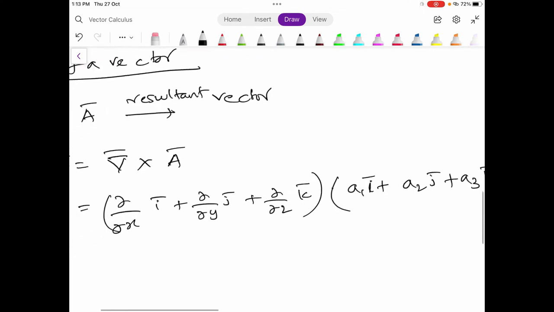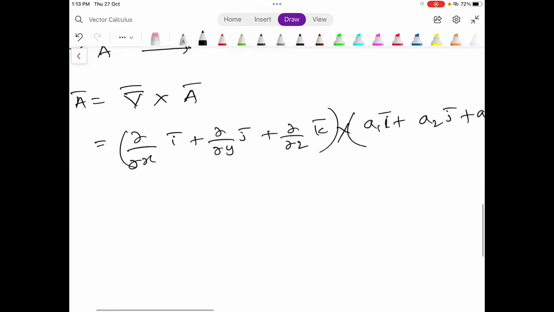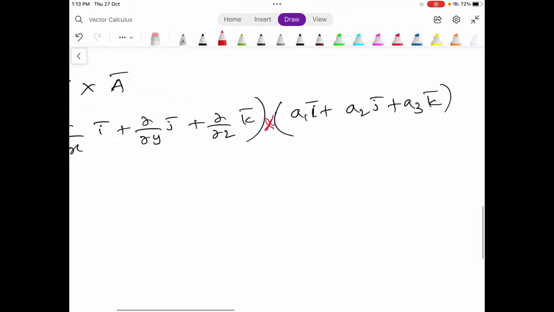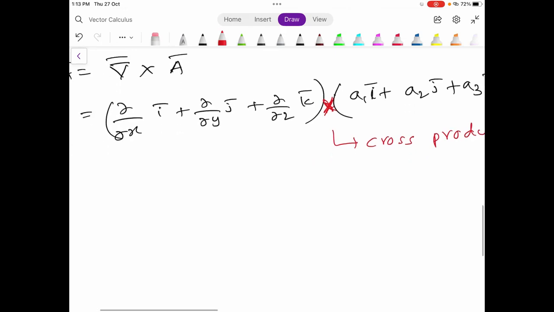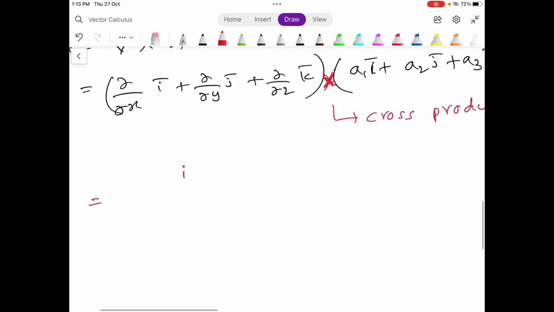So now this is a cross product. In between you are having the cross product. Not like earlier, where i into i and so on; we have to follow the rule of the cross product. What we have to do is take the determinant.